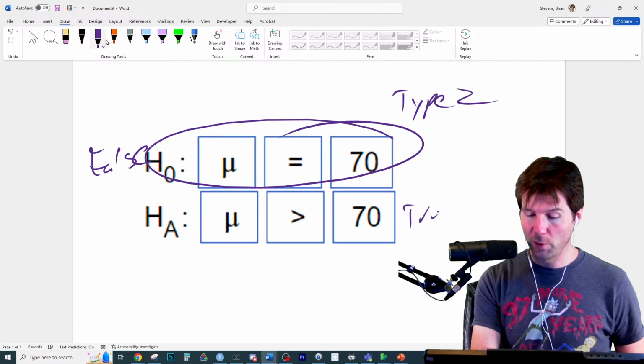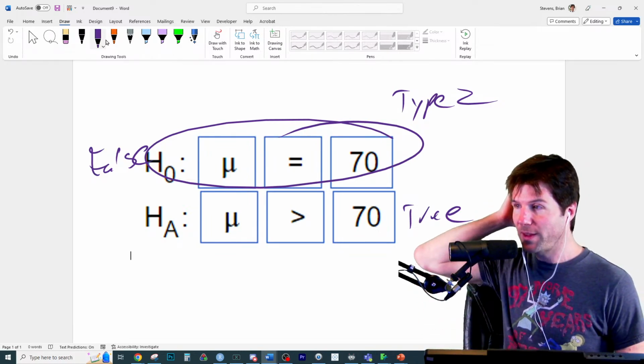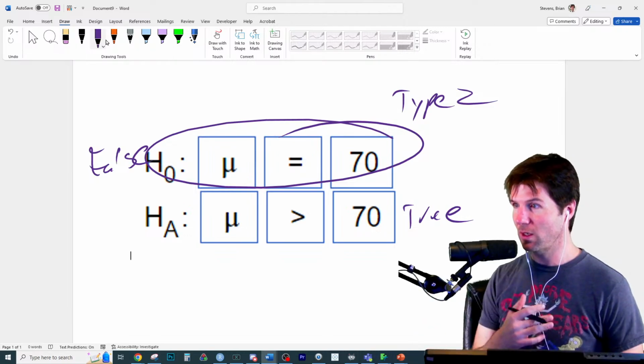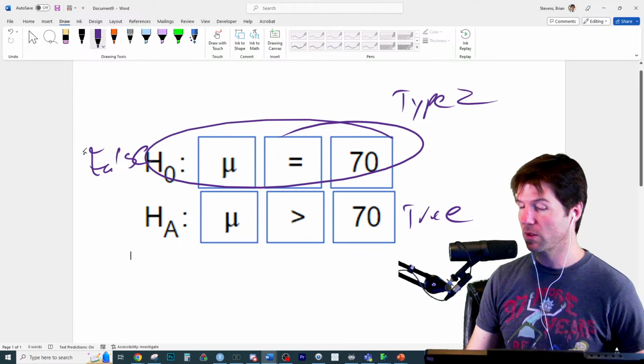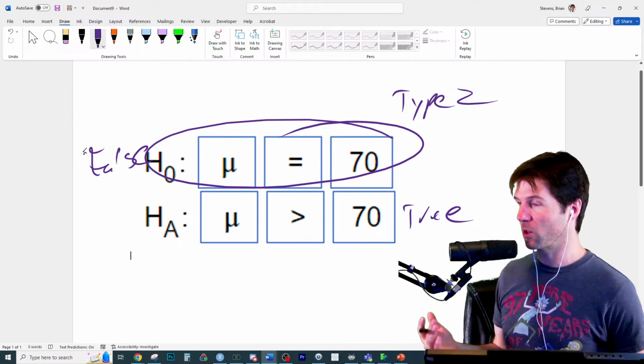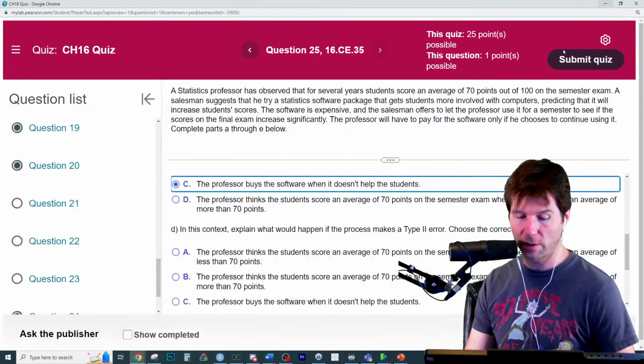So it's true that it's helping them. The program is actually helping the students, but we don't find the evidence of that. Maybe we have like 3 students use it, a small sample size, and we make a type 2 error. So the null is false. It's false that the students have the same score, and we fail to reject it, so we don't find evidence for the alternative when we should have.